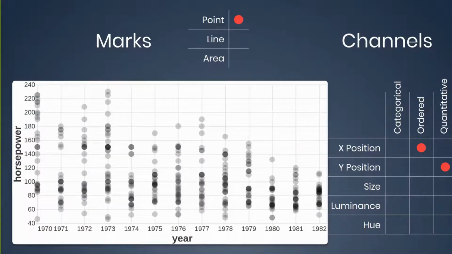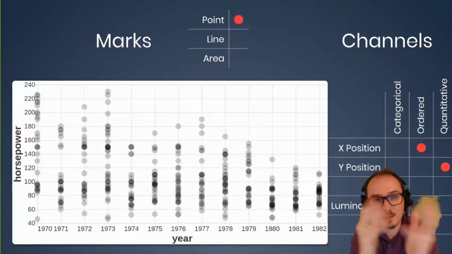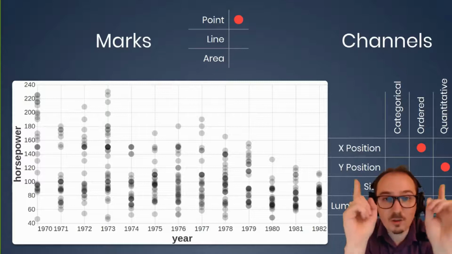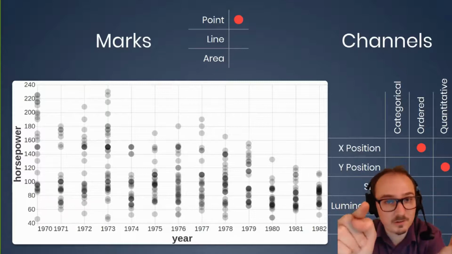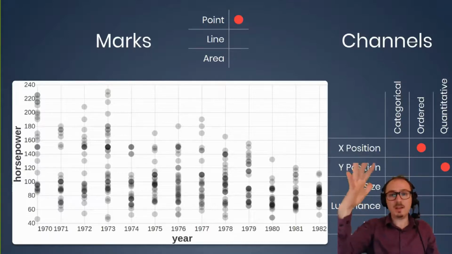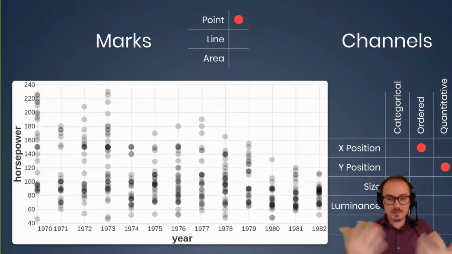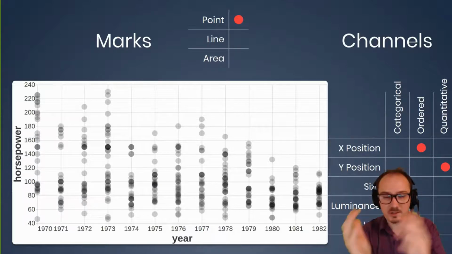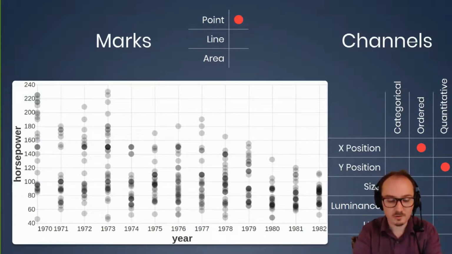Here's an example that maps an ordered attribute, namely the year, onto the X position. And this further demonstrates that X and Y position are the most powerful channels. Powerful in the sense that you could map any type of attribute onto them and it would still work. So this is sort of an example of position encoding an ordered attribute.